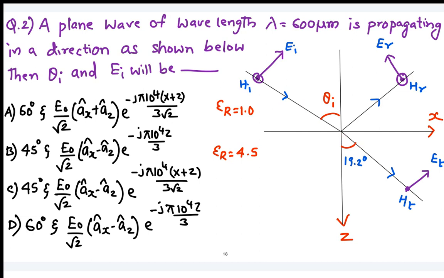First find the angle of incidence. Can you tell me how to find the angle of incidence? This is your angle of incidence theta I and the transmitted angle is 19.2 degrees. You can apply Snell's law: sin theta I by sin theta t is equal to root epsilon r2 divided by epsilon r1. Can you do it and tell me the value now? Sin theta I divided by sin 19.2 degrees is equal to root over epsilon r2, which is 4.5, and epsilon r1 is 1.0. From this, all of you try and tell me what value of theta I you are going to get approximately.